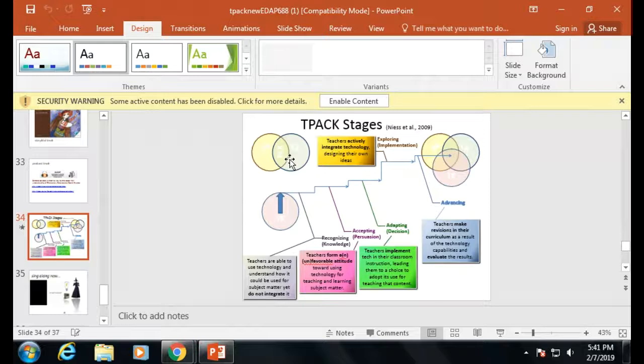What do you think? Now, if you think about it, where was she in this continuum? Well, she's already up here. She's in the accepting stage, playing around with technology, trying to understand how to use it. And then all of a sudden she's handed a class set of Chromebooks. So then I get invited to her class just to come out and kind of see what's going on.